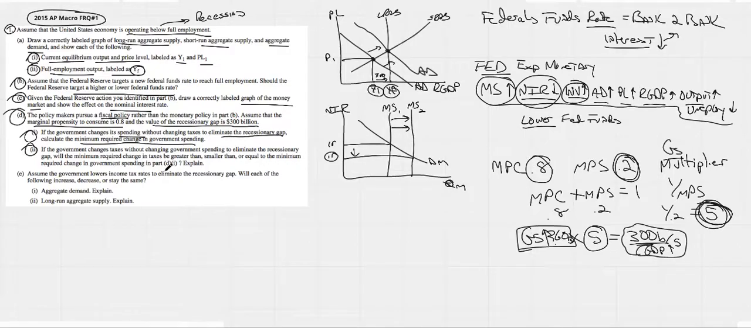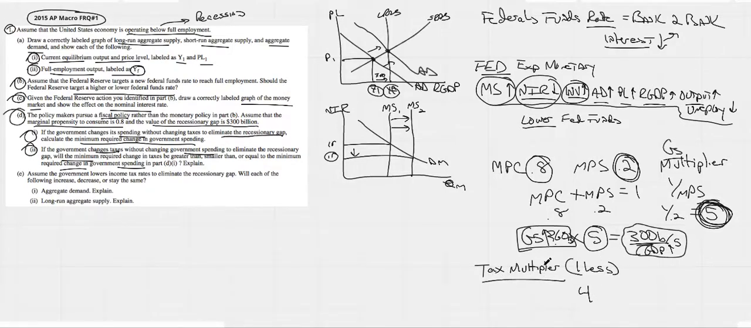Number 2 is if the government changes taxes without changing any government spending to eliminate the recessionary gap, will the minimum required change in taxes be greater than, smaller than, or equal to the change in government spending? A quick note here is that your taxing multiplier is always 1 less than your spending multiplier. So if my government spending multiplier is 5, my taxing multiplier is going to be 4.